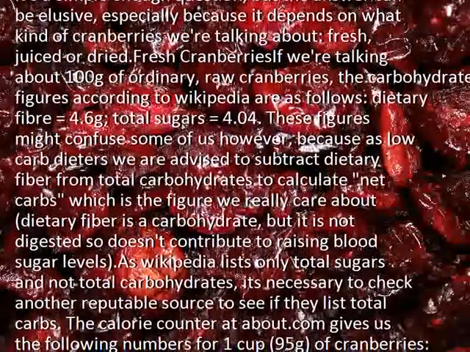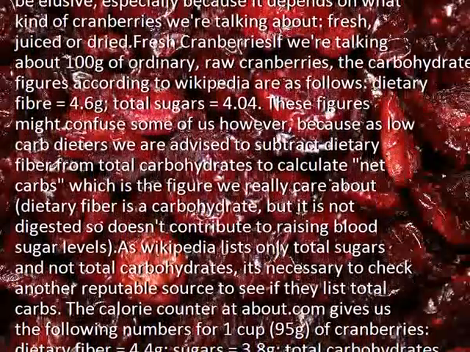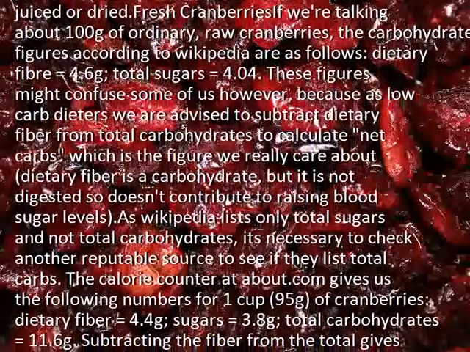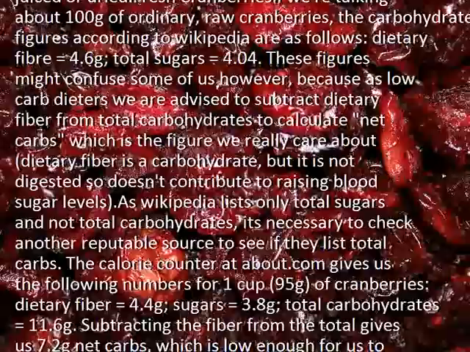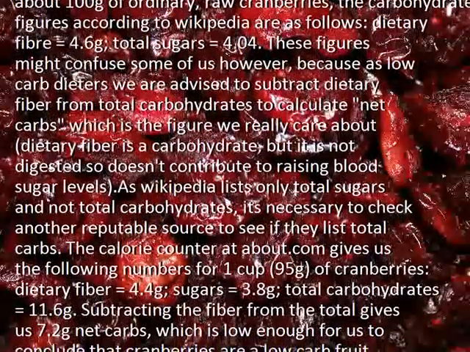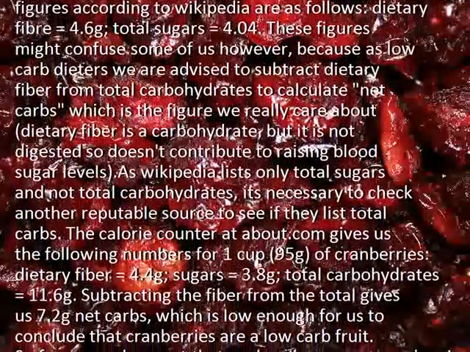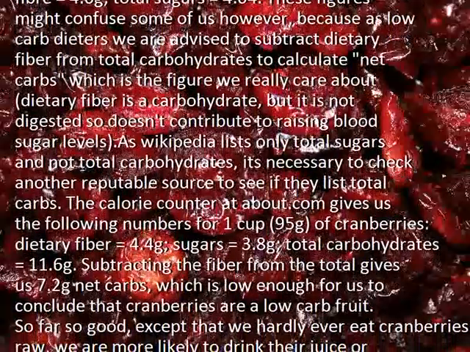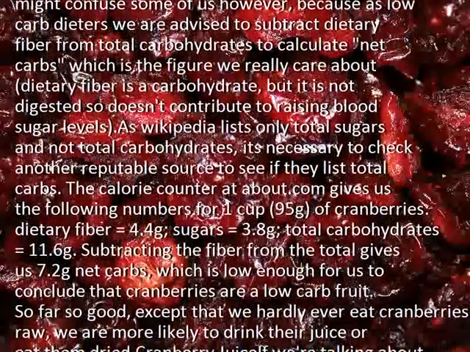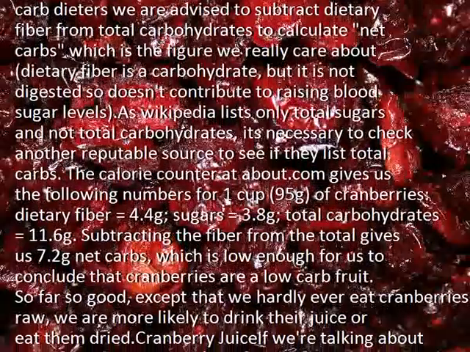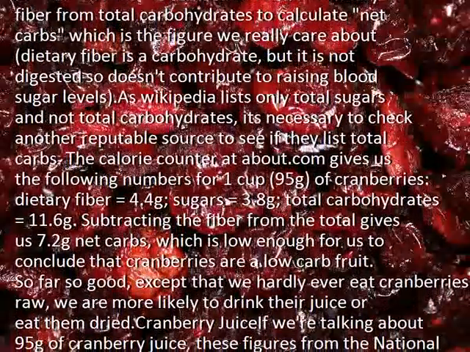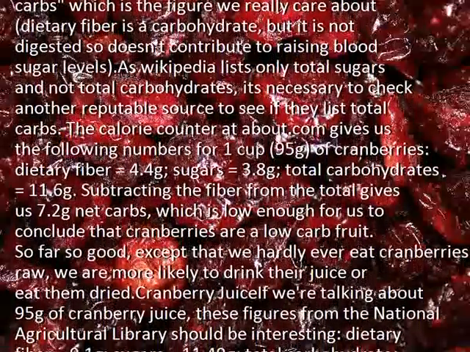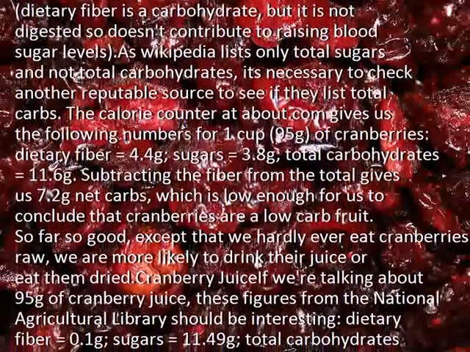It's necessary to check another reputable source to see if they list total carbs. The calorie counter at about.com gives us the following numbers for 1 cup, 95 g, of cranberries. Dietary fiber equals 4.4 g. Sugars equals 3.8 g. Total carbohydrates equals 11.6 g. Subtracting the fiber from the total gives us 7.2 g net carbs, which is low enough for us to conclude that cranberries are a low-carb fruit.